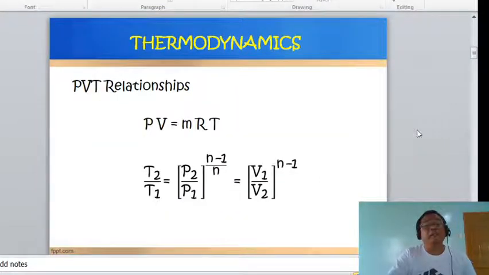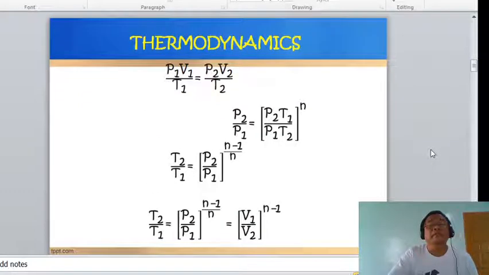So again, the PVT relationships here are the same as in isentropic. That is PV equals mRT. Also, the ratio of T sub 2 over T sub 1 is equal to P sub 2 over P sub 1 raised to n minus 1 over n. Or in terms of volume, the relation of the temperature is V sub 1 over V sub 2 raised to n minus 1. So we only change k with n.